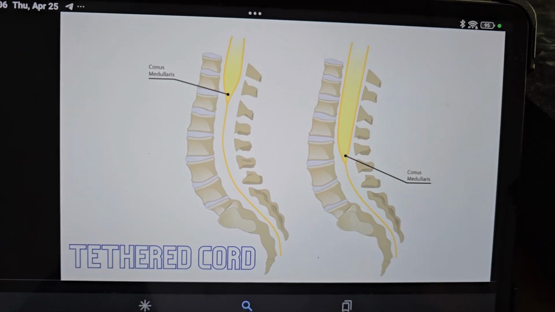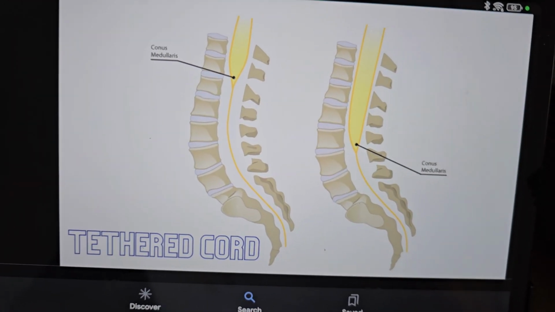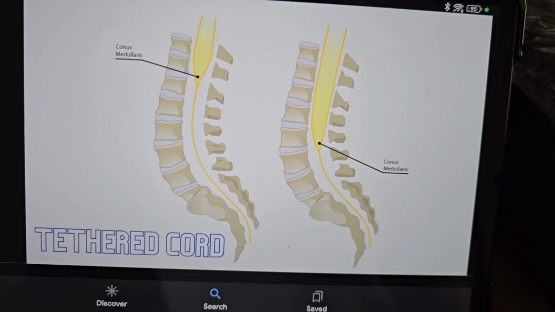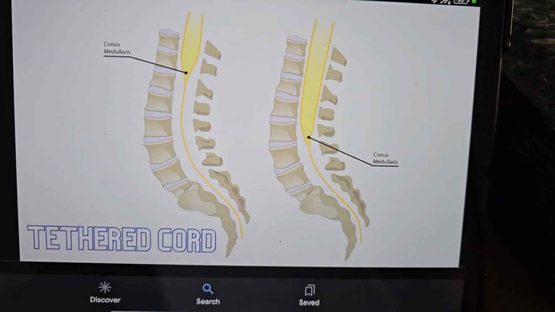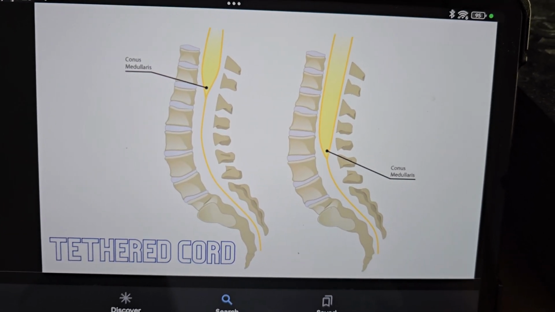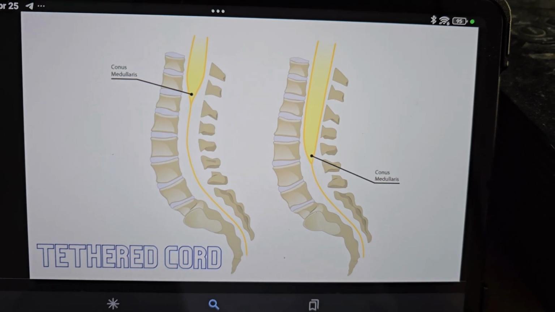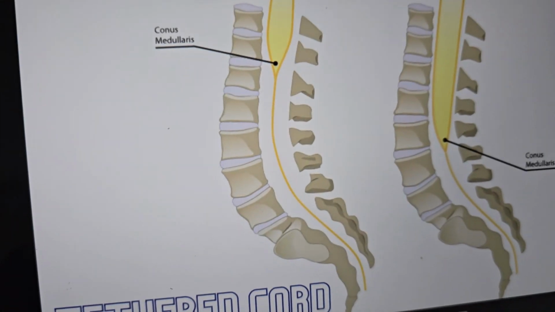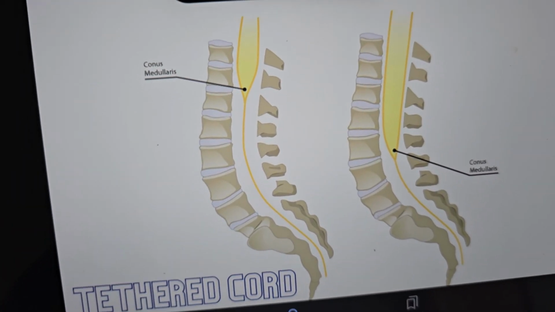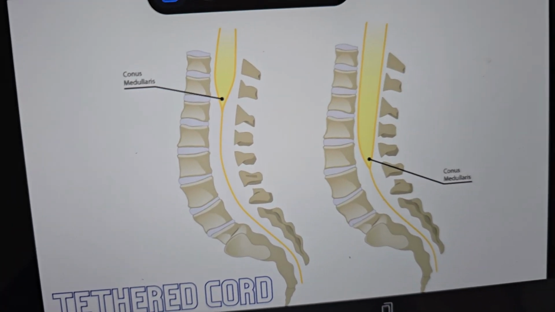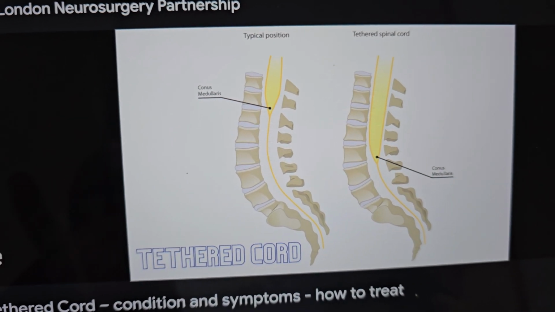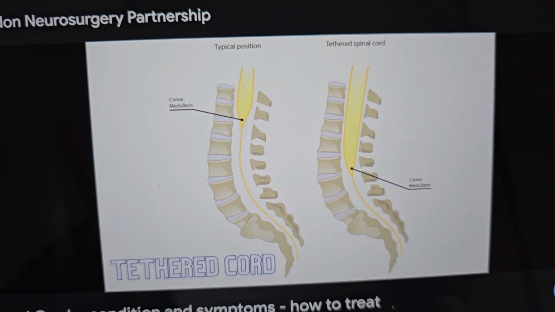You can see this is tethered cord syndrome, and here you can appreciate what the causes of tethered cord syndrome are, why it is happening, and what the tethering of the cord actually is. I want to try to explain it here. So let's start. As I mentioned before, you can appreciate in this picture the tethering of the cord, associated with the conus medullaris.